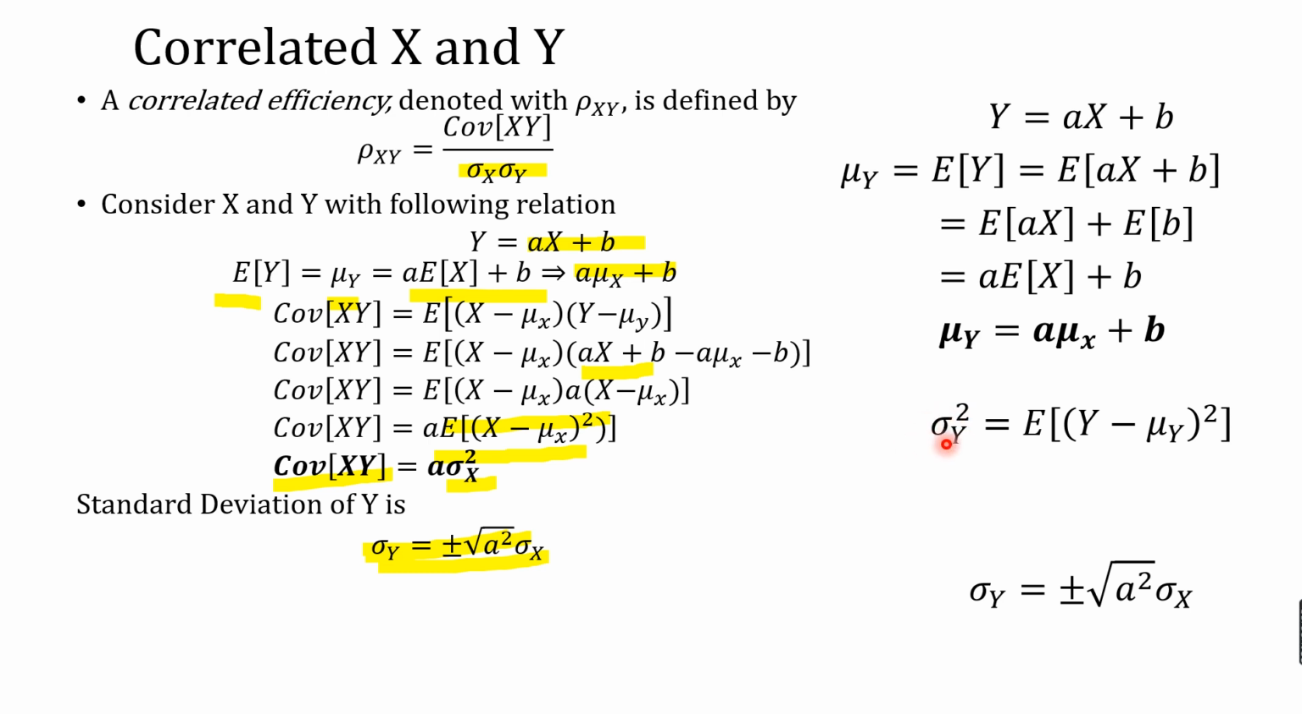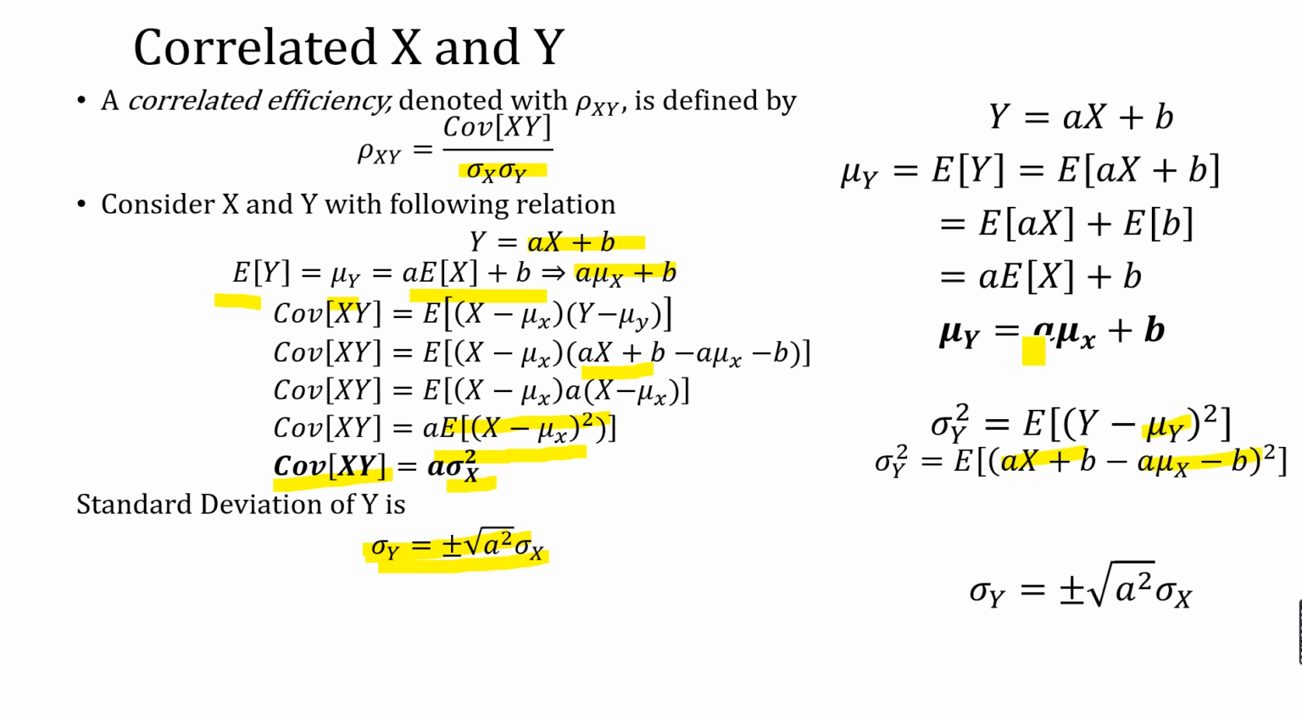Variance of y is defined here. That can be written as E of (y minus mu y) whole square. And replace this y in terms of x. Y in terms of x is written here, and the mean in terms of the mean of x is substituted here.